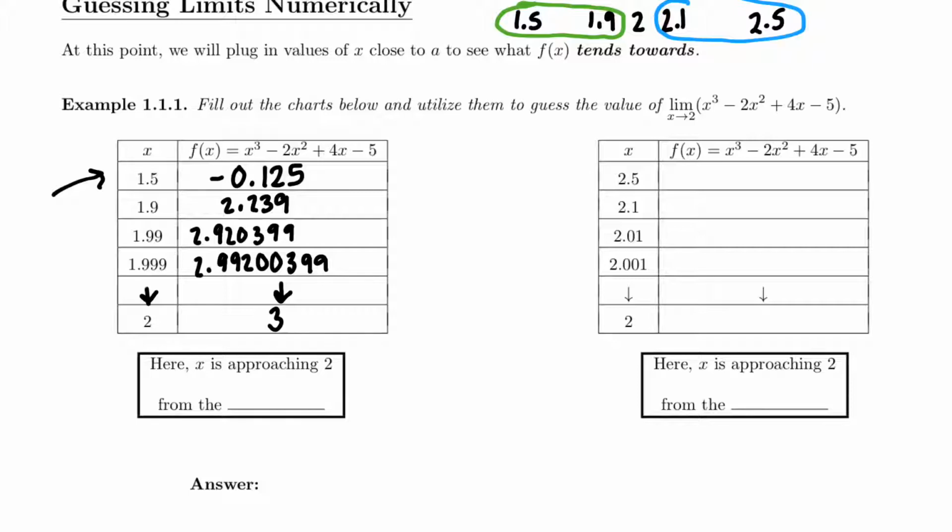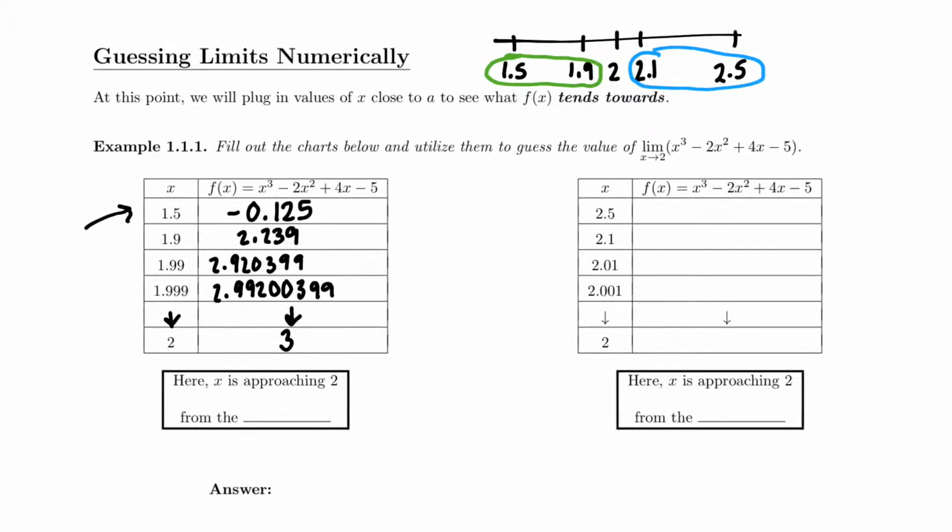In this case, if we look at the number line, we started here and we're going towards 2 this way. So we are approaching 2 from the left, because we are coming from the left side of 2. On the other side of 2, if we start with 2.5 and plug in 2.5 and go this direction, that is approaching from the right.